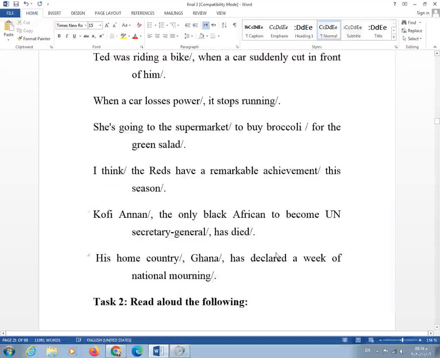Here I have non-defining or non-restrictive relative clauses. I could just say Kofi has died, but I am adding extra information to it. So this must be put between two commas, as we can see, and must be given a separate position as a chunk. His home country Ghana. It is an addition, considered parenthetical information.